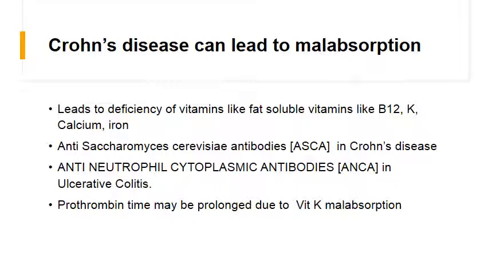Anti-Saccharomyces cerevisiae antibodies are seen in Crohn's disease, and anti-neutrophil cytoplasmic antibodies are seen in ulcerative colitis. Prothrombin time may be prolonged due to vitamin K malabsorption. So a person may have anemia because iron is not absorbed, plus there is bleeding. Then they may have increased bleeding because vitamin K is not absorbed properly. That's why prothrombin time is prolonged.